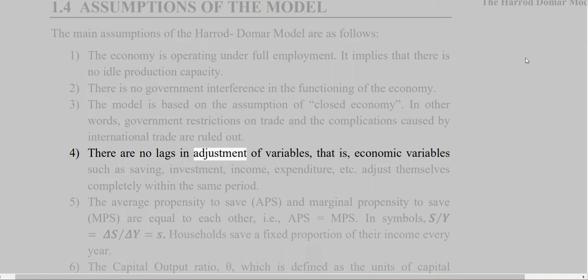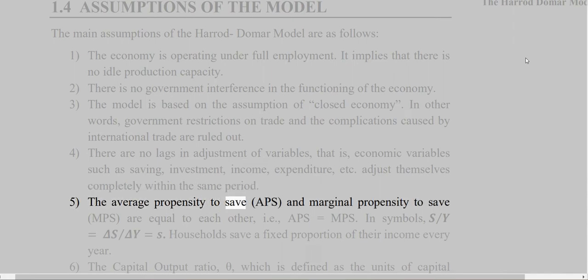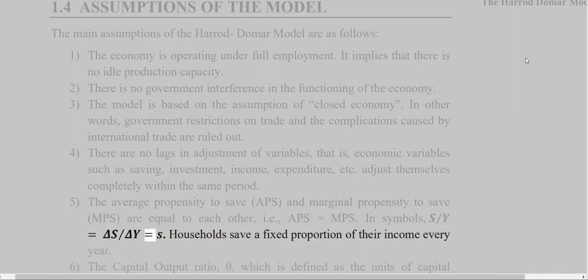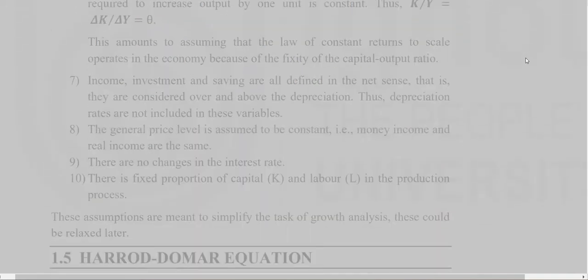4. There are no lags in adjustment of variables, that is, economic variables such as saving, investment, income, expenditure, etc. adjust themselves completely within the same period. 5. The average propensity to save, APS, and marginal propensity to save, MPS, are equal to each other, i.e., APS equals MPS. Households save a fixed proportion of their income every year. 6. The capital output ratio, theta, which is defined as the units of capital required to increase output by one unit, is constant.